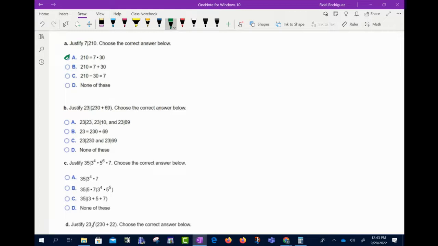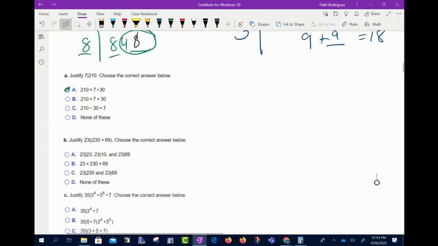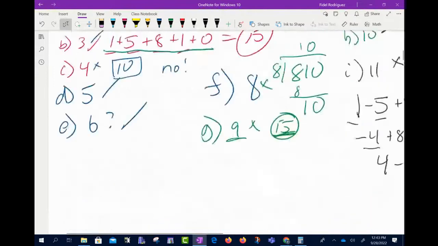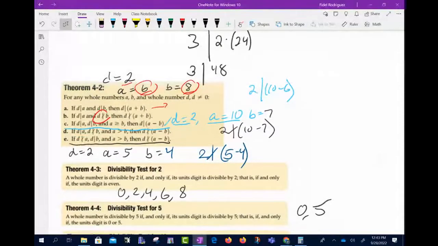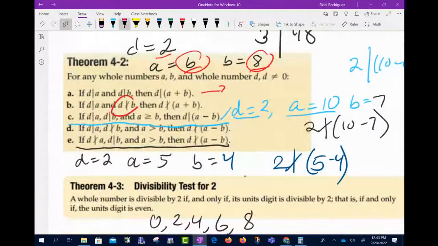Now, for the next one, it says 23 goes into the sum of 23 and 69, okay? Choose the correct answer below. So, y'all, we talked about this. This was one of the little theorems that we had earlier. So I'm going to kind of zoom back up here just because I want to show you where I'm getting this thing from. Here we go. When I look at theorem 4.2 and I look at this first one here, it says if D divides A and D divides B, then it's going to divide the sum, okay?